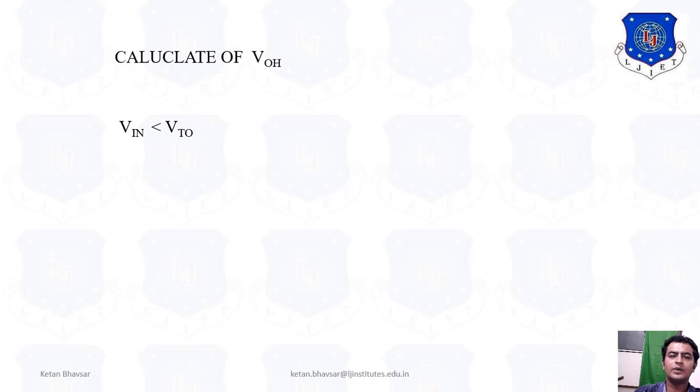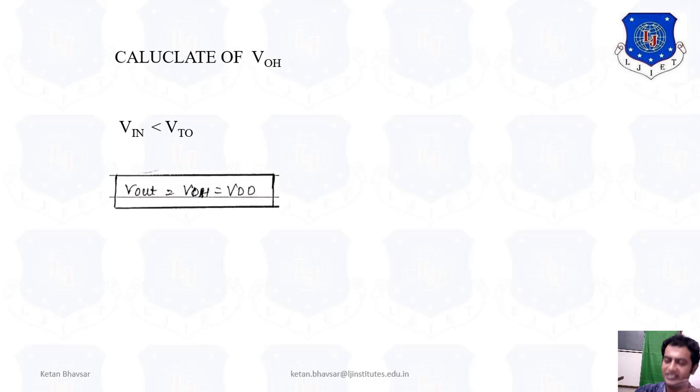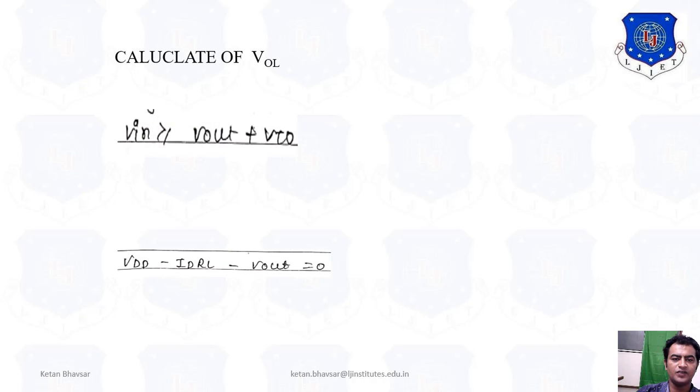Now we calculate VOH. The output is high when Vin is less than VTO, meaning it is in the cutoff region, which we already discussed. So Vout, which is VOH, is equal to VDD. So VOH is equal to VDD when the input is below the threshold voltage, meaning input 0, then output 1 or high. Now similarly we calculate VOL.